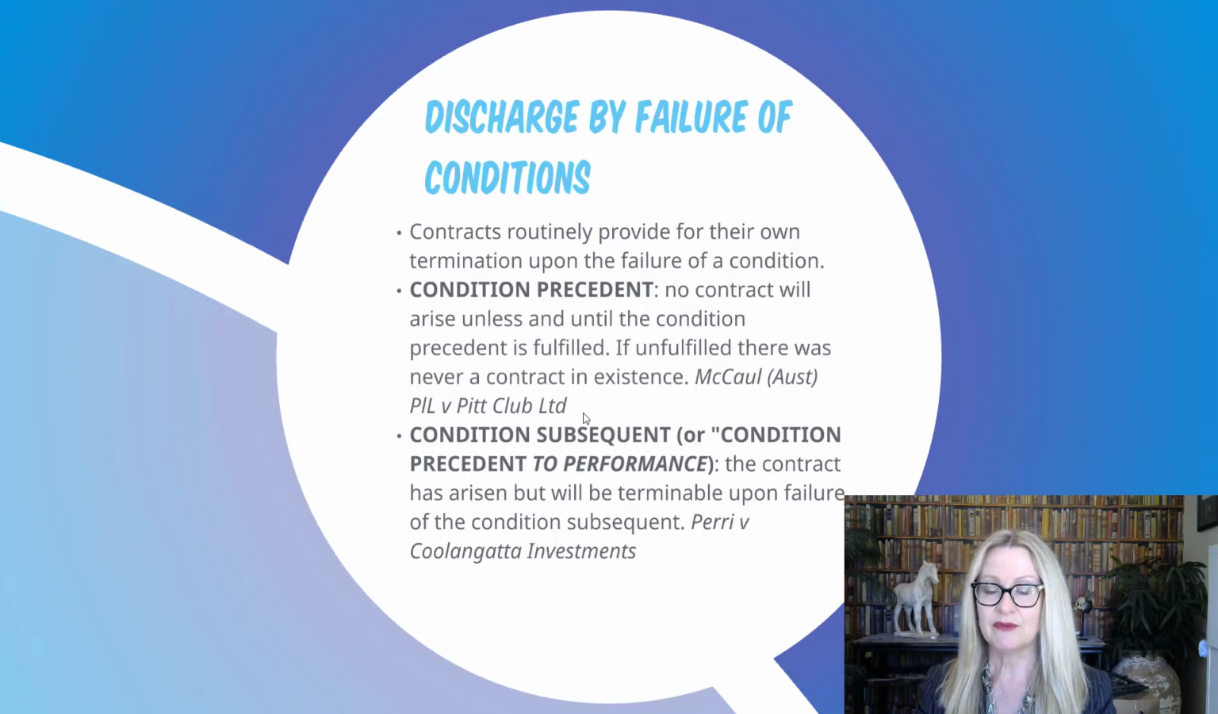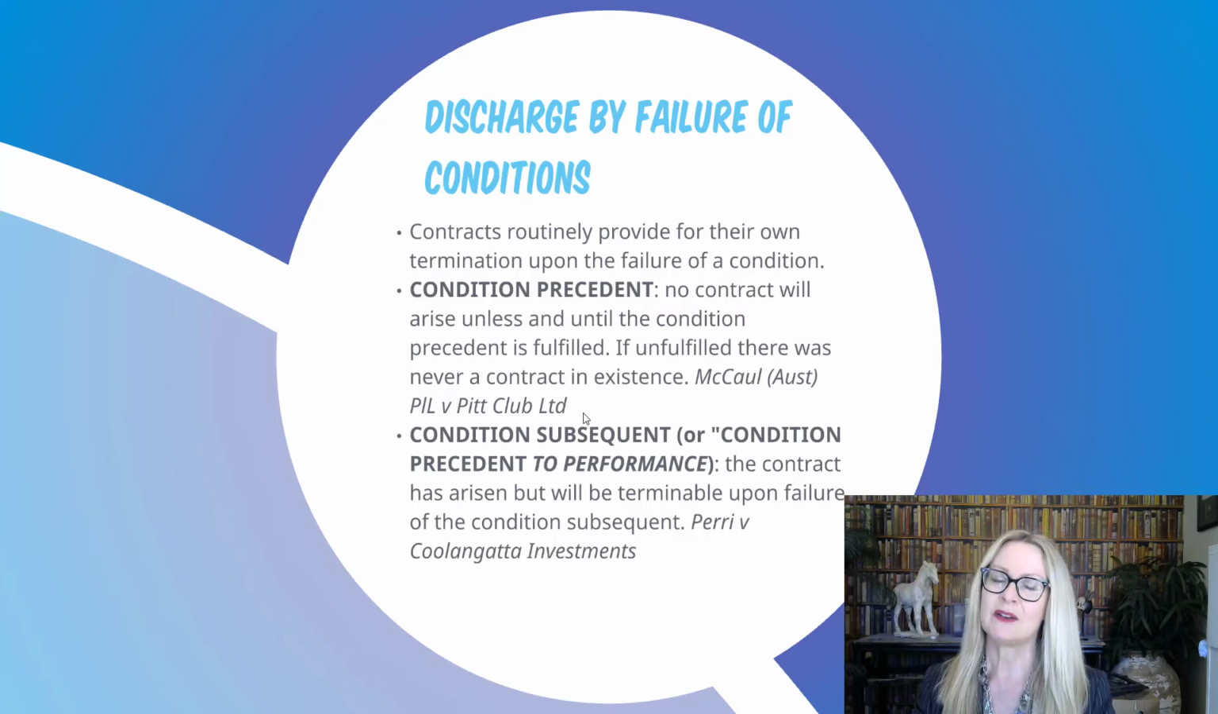So Perry and Coolangatta Investments, just one example there of a purchaser contracting to buy a property subject to the condition that they first sell their own pre-existing property so that they have the cash to buy the new property. Very, very common. You guessed it, the purchaser found it very difficult to sell their pre-existing property to get the cash to buy the new property. Months go by, the vendor gets sick of it and says, I want to terminate.